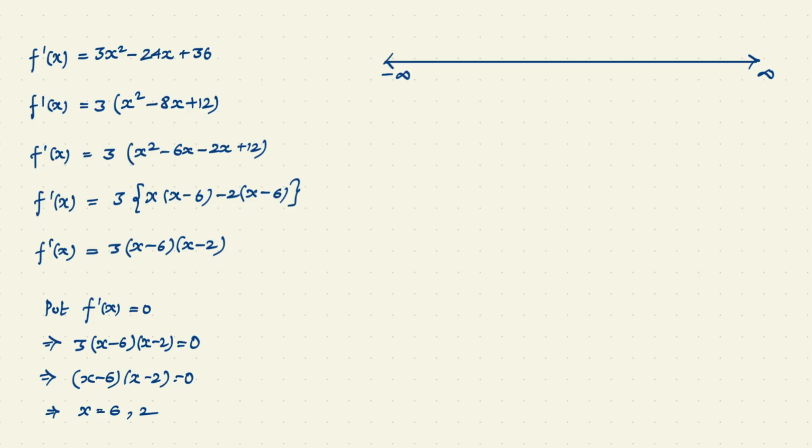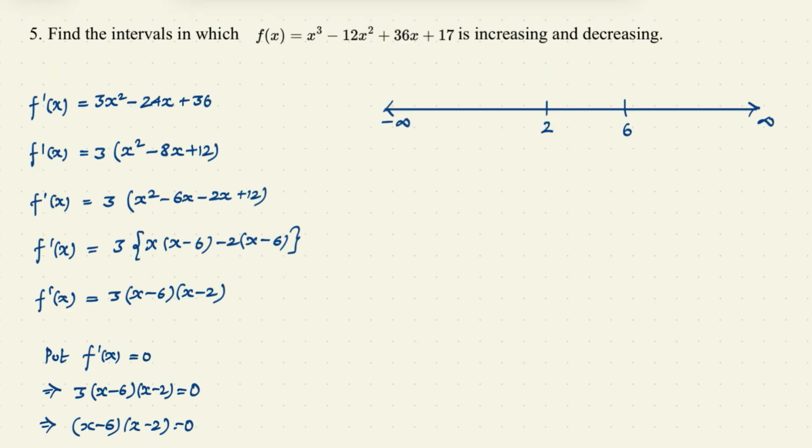So, let us mark this 2 and 6 on the real number line, then let 2 be here and 6 be here. Now, as you can see, this entire real number line has been divided into 3 sub-intervals. Now, we will choose any point from these 3 intervals and check whether f dash x is positive or negative. So, let us choose a point from this first interval. Let that point be 0, because 0 lies between minus infinity to 2.